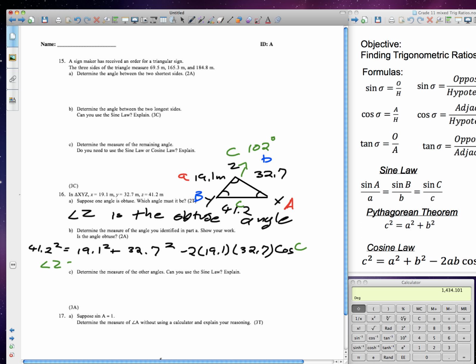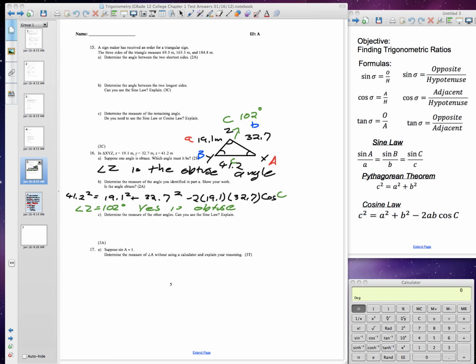Okay, part C of this question. 16C says determine the measure of the other angles. Can you use sine law? So this is important. This is a two-part question again. We need to determine the other angles. We have one of them, which is 102. They're asking us if we can use sine law. Does anyone know what the rule is to use sine law? I think so too. The reason we can use sine law is because we have a complete ratio. For a complete ratio, we need to have the measurement of an opposite side and an opposite angle, which we now have.